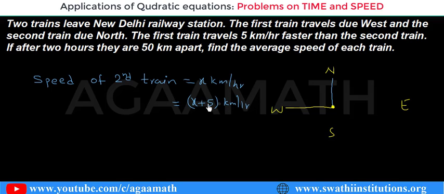This is the speed of the first train, right? Here I indicated the first train with yellow and the second train with blue, so that the speed of the first is x plus 5 kilometers per hour, and the speed of the second train is x kilometers per hour.